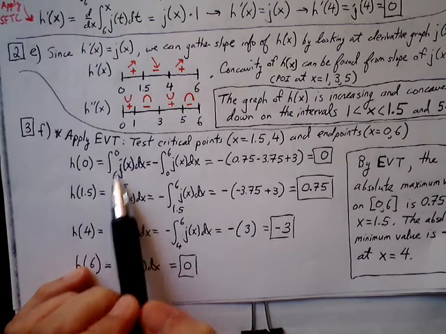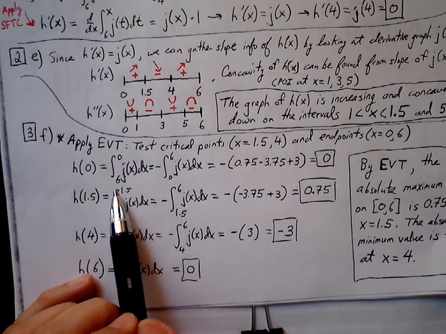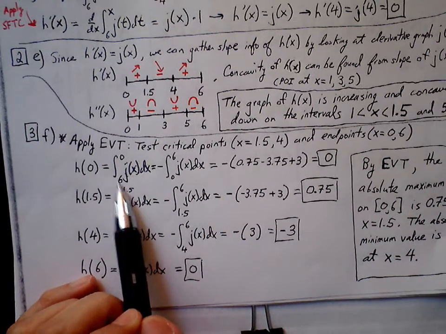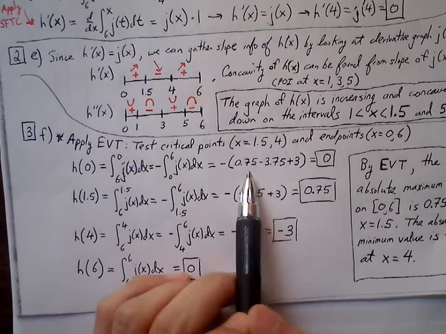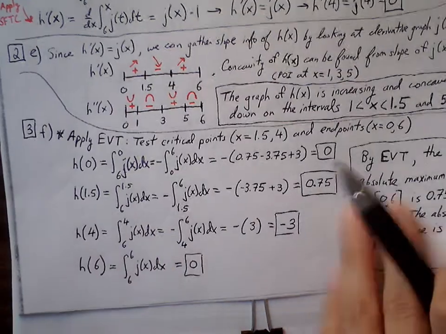So first up is h of 0. So 6 to 0. I would prefer to read the graph from left to right, from smaller to larger. So I'm going to flip the bounds and change that sign. And then I'm going to add up all the values that I see from 0 to 6.